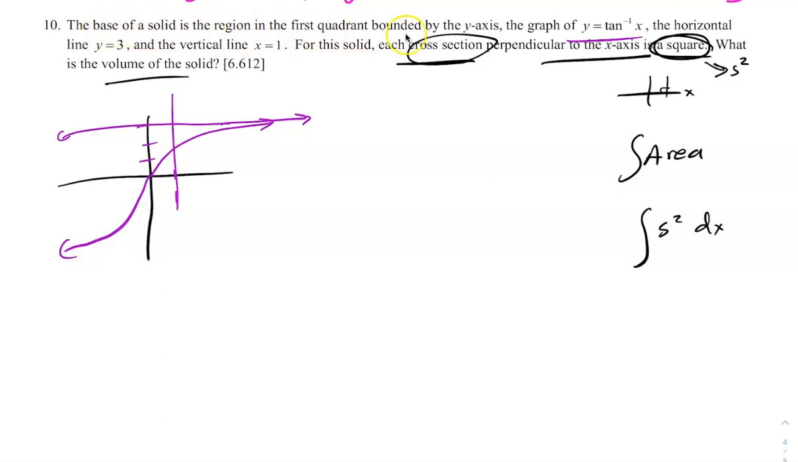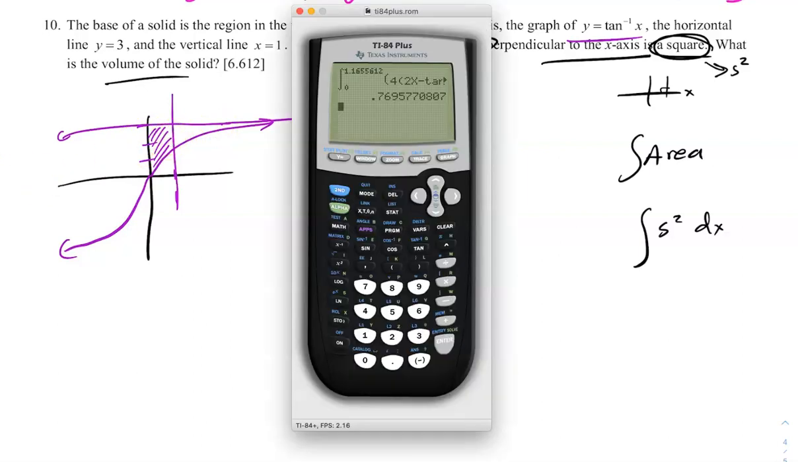So base of the solid region of the first quadrant bounded by the y-axis. So bounded by the y-axis. The graph of that horizontal line and vertical line. So I actually want this part right here. Right, notice how it says bounded by the y-axis. So it's not this region, it's this region. Let's graph it and make sure.